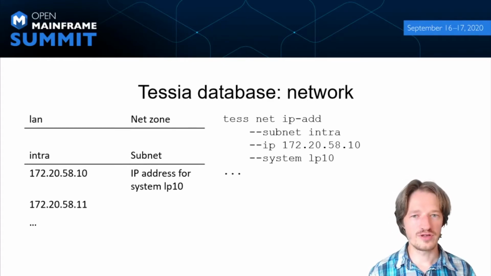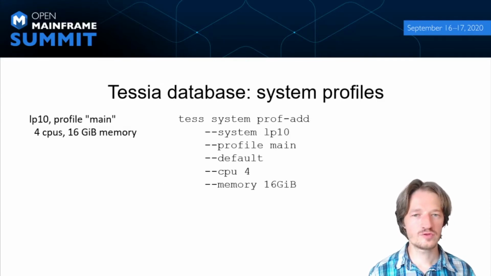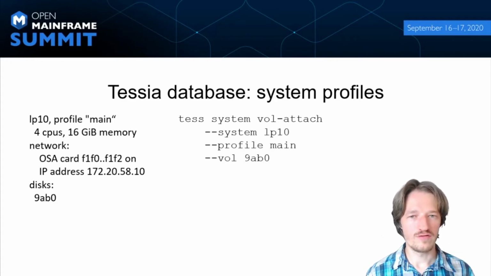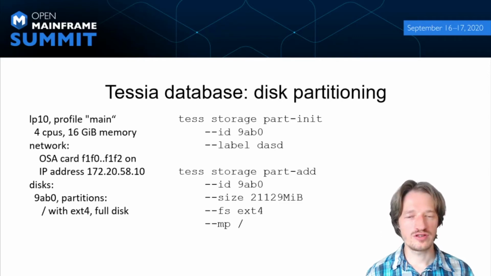Finally, we get everything together and combine resources into a system profile. A system profile defines how much memory and how many CPUs we want to use, what the network interfaces are and device-specific configuration for them, and what the volumes are that we want to use. And one question that is often asked by installers is the partitioning scheme on the volumes.